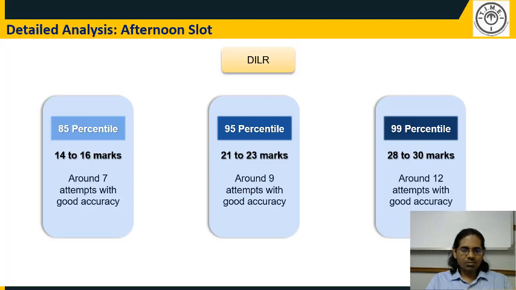Now, if you look at the 95 percentile, that is around 21 to 23 marks. So any student who has solved 2 sets confidently can expect to score around 95 percentile in this section.